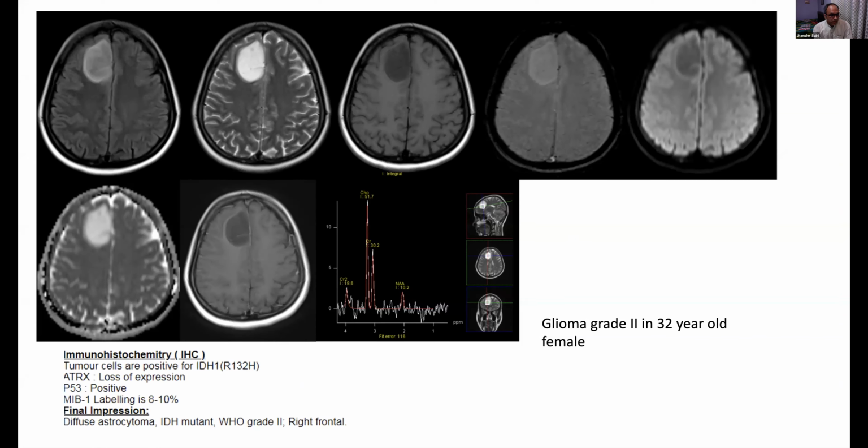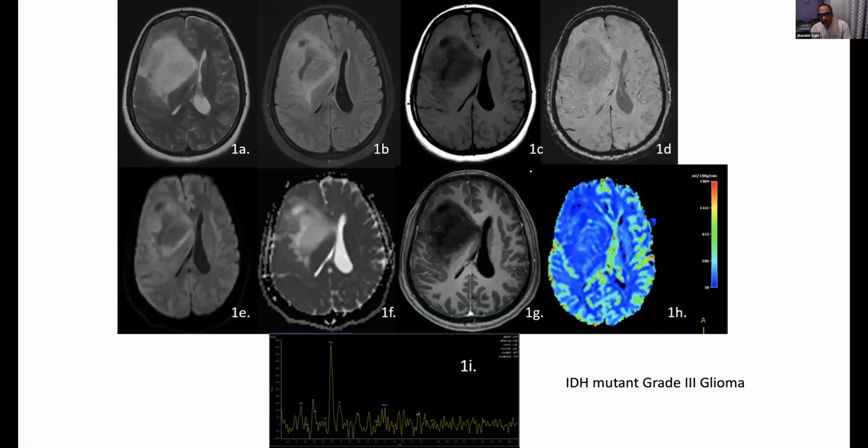On immunohistochemistry, it was found to be an IDH mutant type tumor. This is another case which is again an IDH mutant, but it's a grade 3 tumor. You can see again there's not much enhancement, not much perfusion within the tumor. Choline is elevated.